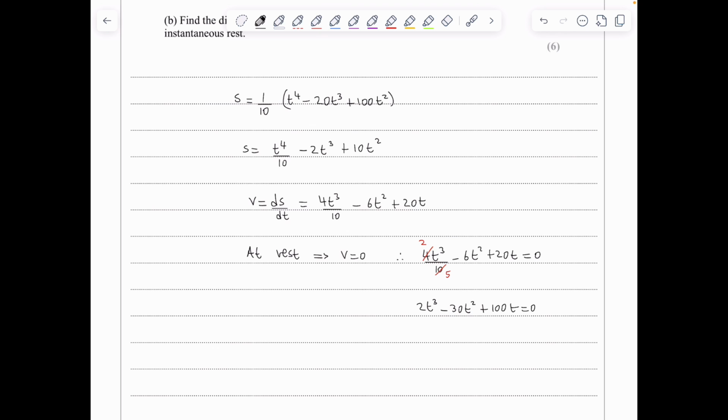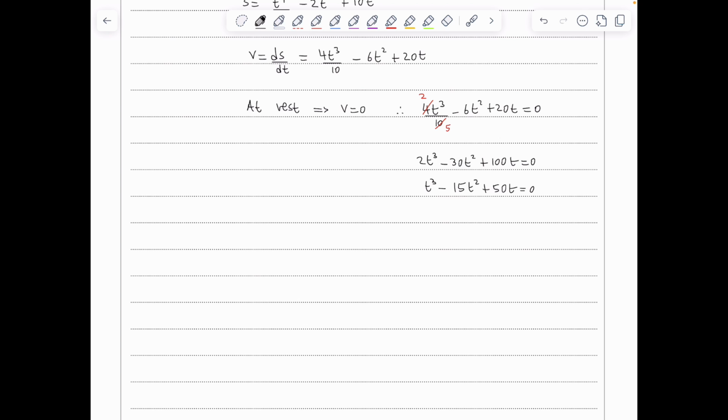And I can proceed by dividing throughout by 2 to get t cubed minus 15t squared plus 50t is equal to 0. I can factor out the t, taking me to t times (t squared minus 15t plus 50) is equal to 0, which further factorizes into t times (t minus 10) times (t minus 5) being equal to 0. So we've got t is 0, or alternatively t minus 10 is equal to 0, or t minus 5 is equal to 0. So a total of 3 solutions: t is 0, t is 10, or t is equal to 5.